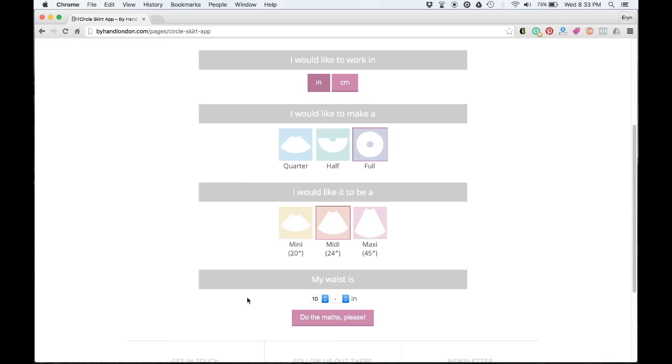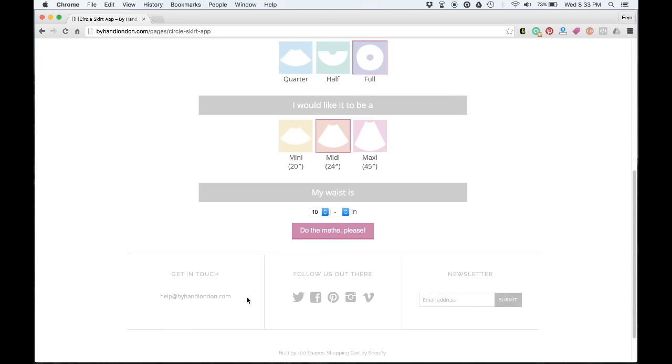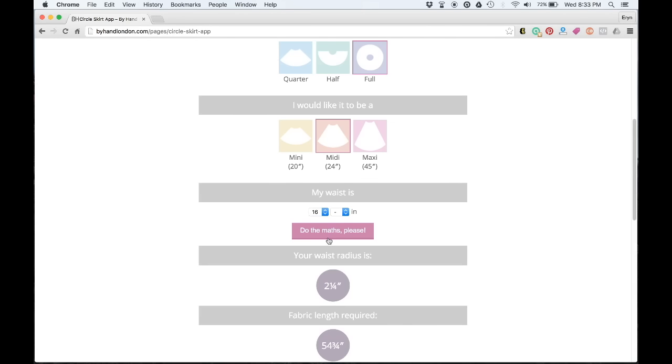And for the waist, here's where we're going to deviate a bit. Under normal circumstances, you would use your actual waist measurement. What we're going to do is divide our waist measurement by 2. I'm going to tell you why. For a double circle skirt, you are going to cut 4 panels, not 2. For this full circle skirt in this calculator, it's going to tell you to cut 2 panels. We will be cutting 4, so we need to divide our waist by 2. So if my waist is 32 inches, then I'm going to tell the calculator that my waist is 16 inches. And then I'm going to say, do the math.